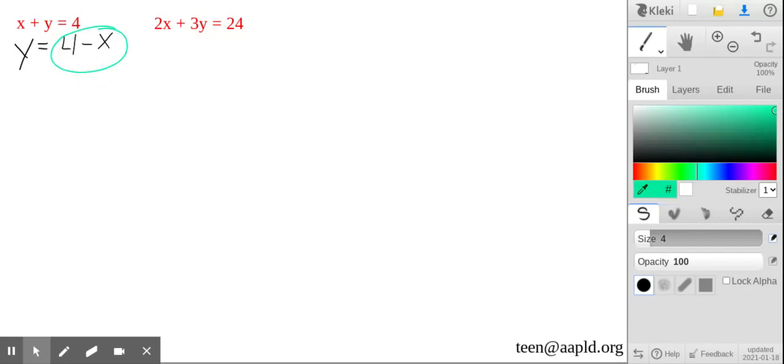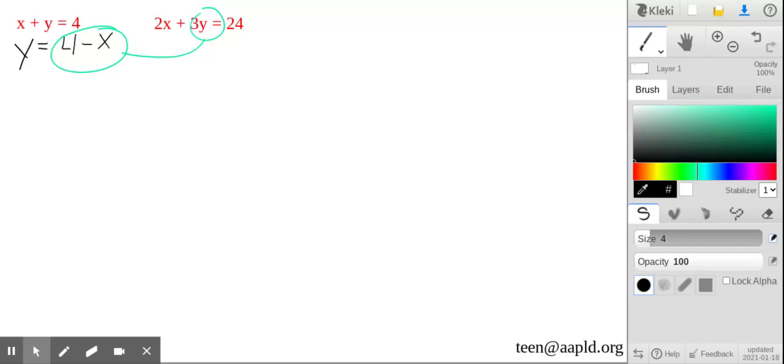We now know that 4 minus x equals y, so we're going to plug that into the other equation. Now, we're not going to plug it into the same equation that we just used, x plus y equals 4, because that would just give us the same answer. So instead we are going to plug it into 2x plus 3y equals 24. Every single time that we see a y, we're going to plug in 4 minus x, because we know that y is the same thing as 4 minus x.